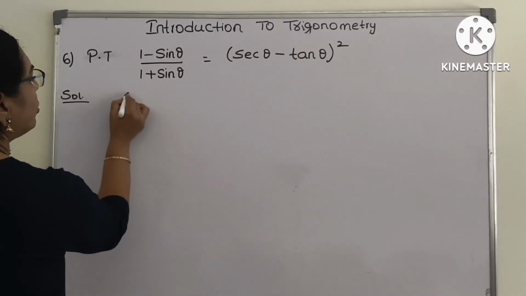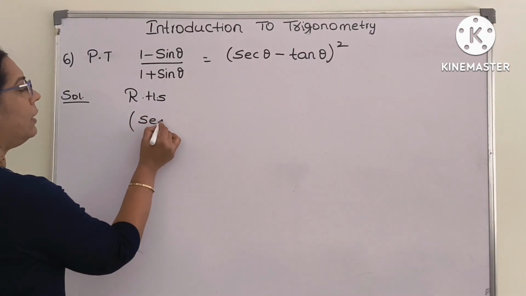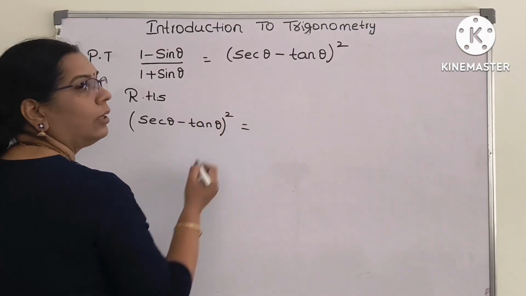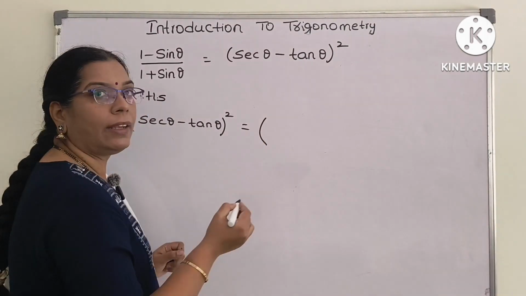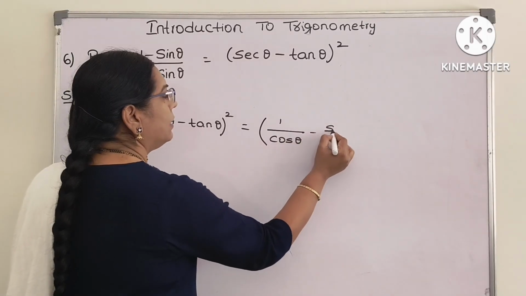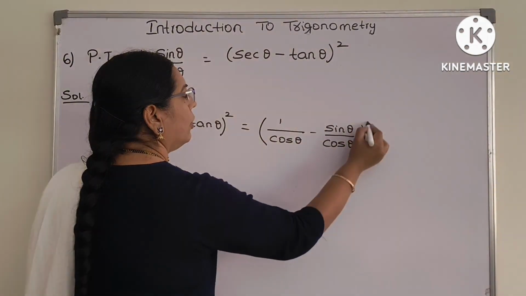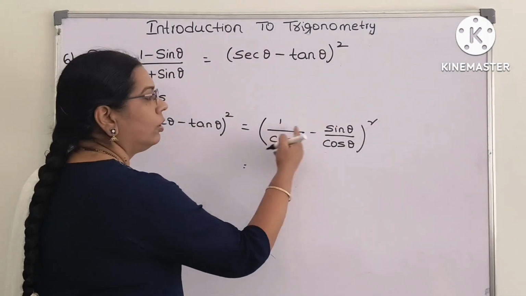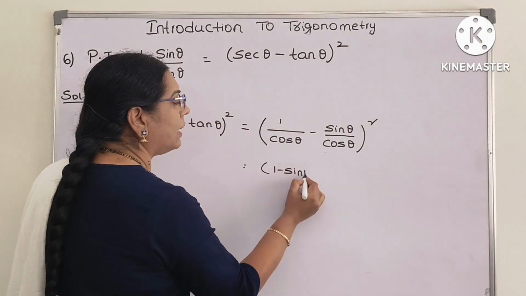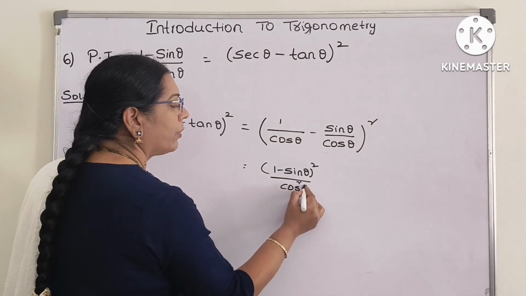Solution. So what am I taking now? I am taking the RHS, which is secant theta minus tan theta whole square. Naturally, first convert the secant and tans into simpler forms. So this will be 1 by cos theta minus sin theta by cos theta whole square. Now, since the bases are same, I can write this as 1 minus sin theta whole square by cos square theta.